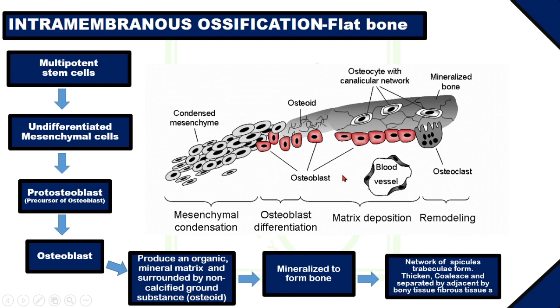When these osteoblasts are surrounded by ground substance and minerals, they are called osteocytes, and they form a unit called osteoid. After the formation of bony tissue, a canalicular network is formed, which includes spicules, trabeculae, and the bone, which is the actual structure of a bone.